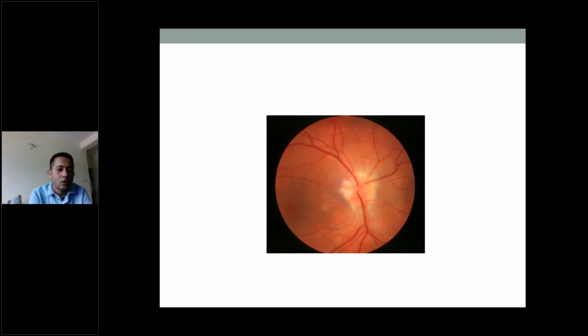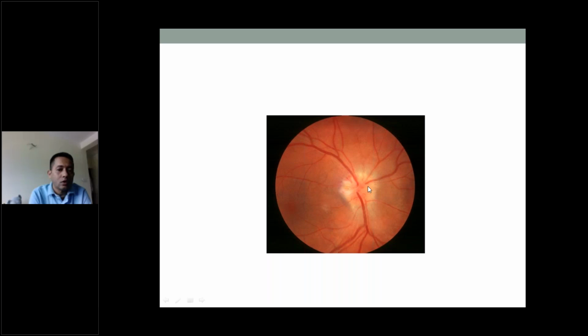Another complication of hypertension: in the earlier picture, we saw the optic disc edema that was very much pink and elevated and also very hemorrhagic. But here you can see this is a very pale kind of edema, and this is anterior ischemic optic neuropathy, and this is also very commonly associated with hypertension.